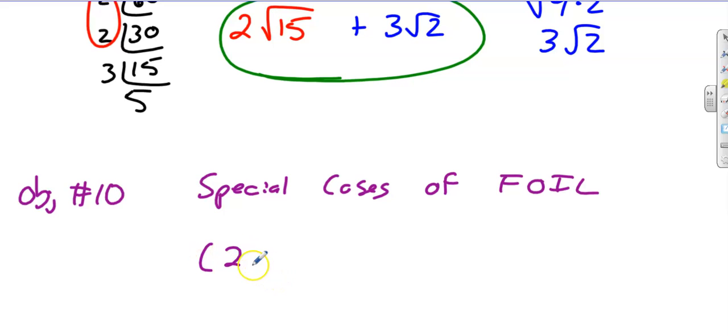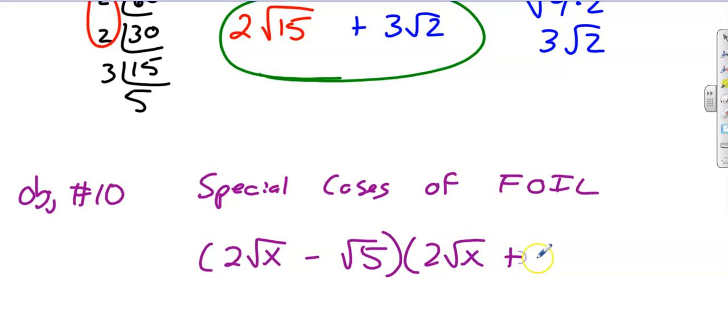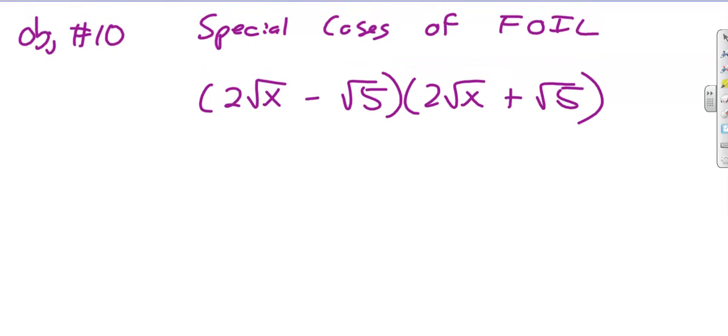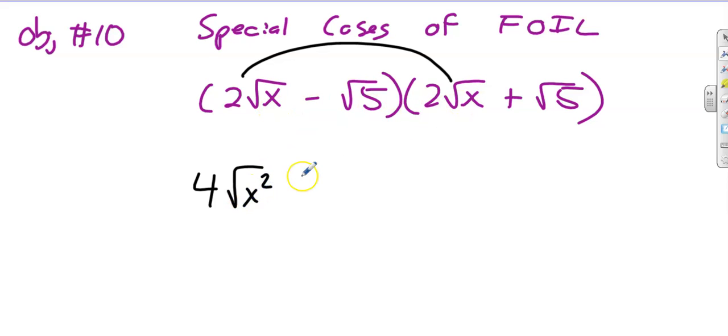there we go. So it's 2 square root of x minus square root of 5, times 2 square root of x plus square root of 5. Okay, now, here's what makes this one special when you get to these. We're going to do 2x times 2x. 2 times 2 is 4. On the inside, remember that if you do x times x on the inside, that's going to make it x squared.